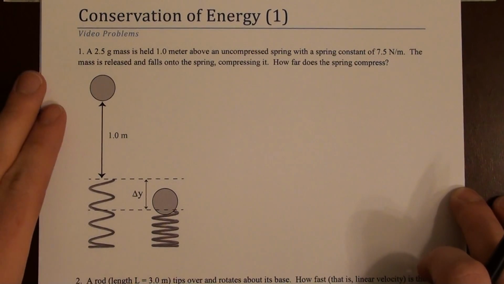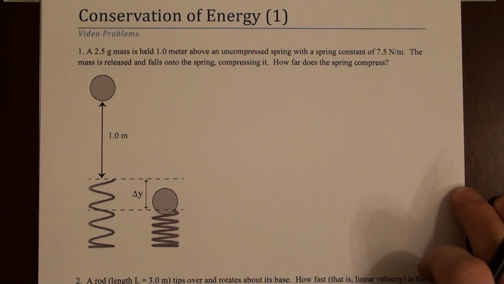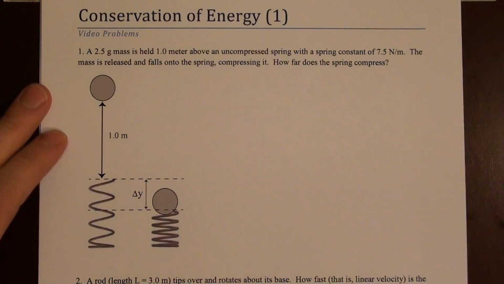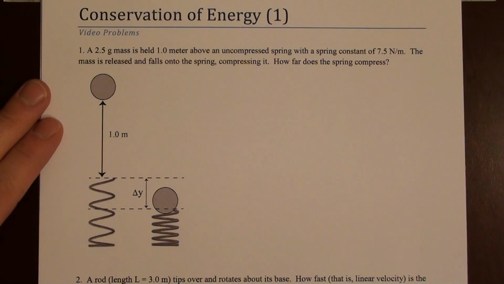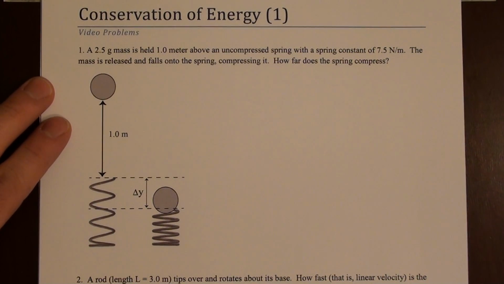Presented here are two conservation of energy problems. The first problem says that a mass is held some distance above an uncompressed spring with a certain spring constant. The mass is released, implied that it's released from rest, and falls onto the spring and compresses it. How far does the spring compress?